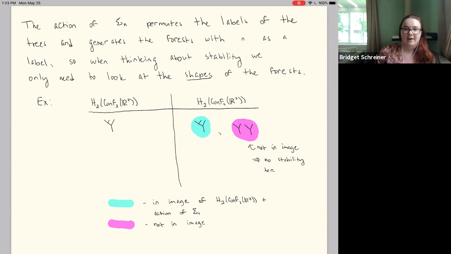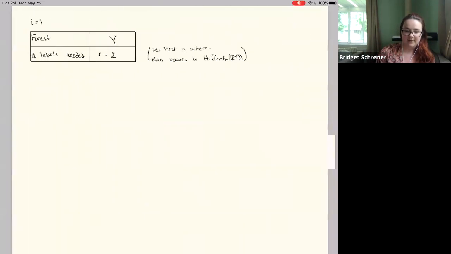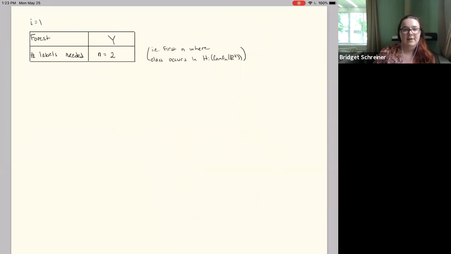So the question then becomes, can we see where the stability happens? So I started writing out examples, basically. So if we start with i equals 1, there is only one possible forest with 1 internal vertex. We get this. And the number of labels we need is n equals 2. So the first n where we see that class appearing is in H1 of configurations of 2 points. And that's the last new class. After that, every homology group will have that class with various labels, but we don't get anything else in H1.